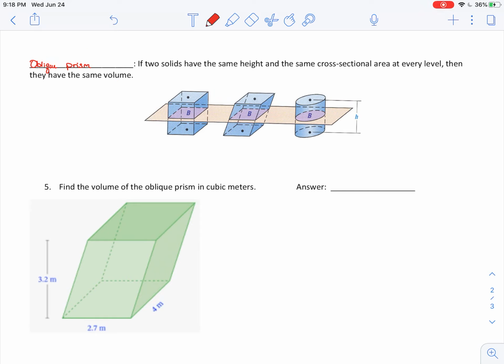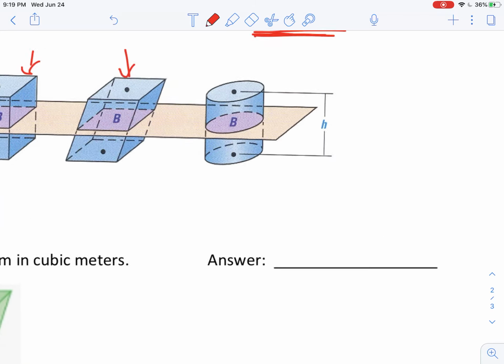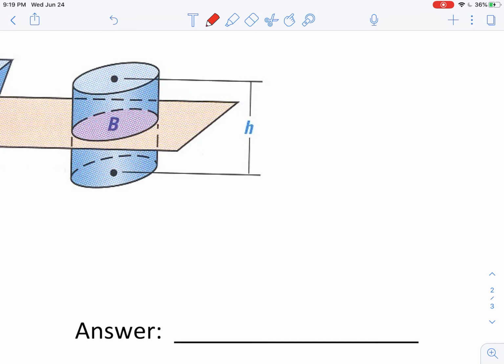So the last example we have to do today is about something called an oblique prism. An oblique prism would be if you have basically the same exact prism and the cross sections are the same, meaning if you chopped it, every time it'd look identical. And they're going to have the same volume, which means, I mean, we have these two square prisms here.